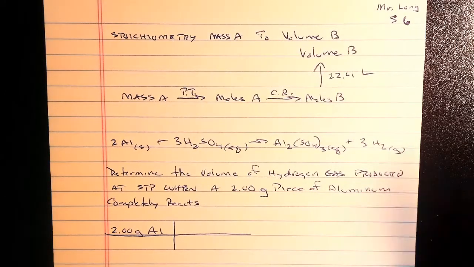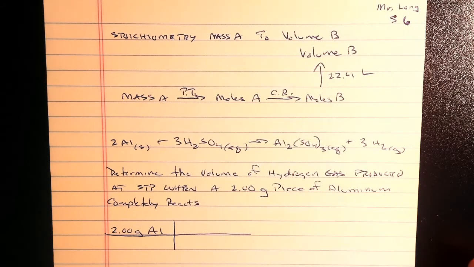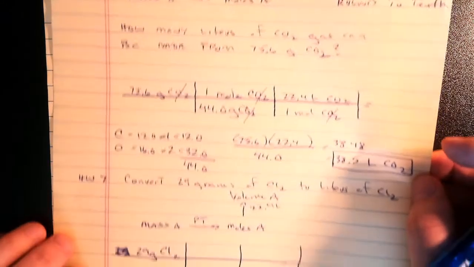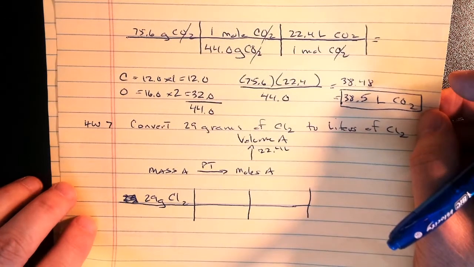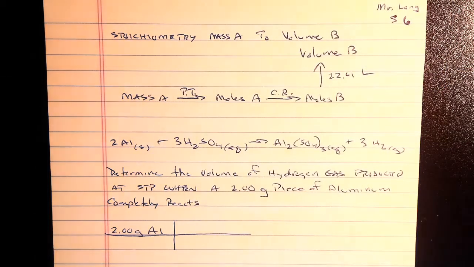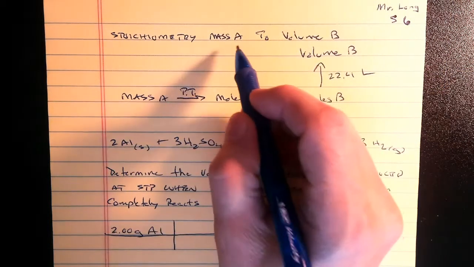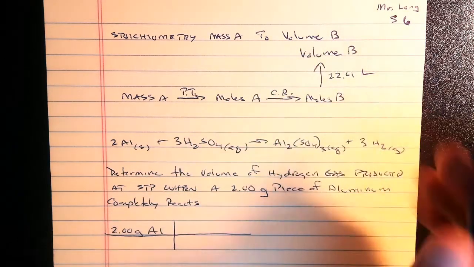Okay, this is Mr. Long again, and this is our sixth video on stoichiometry. In the last video, we did the mass A to volume A. We had an example, and then we had one homework problem that I assigned you. So now, this is the sixth video, and we're going to go from mass A to volume B.